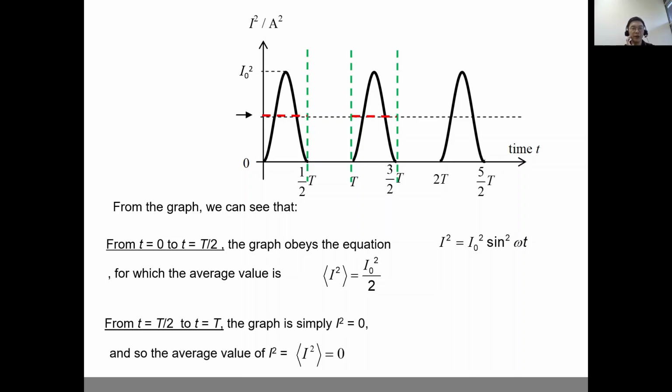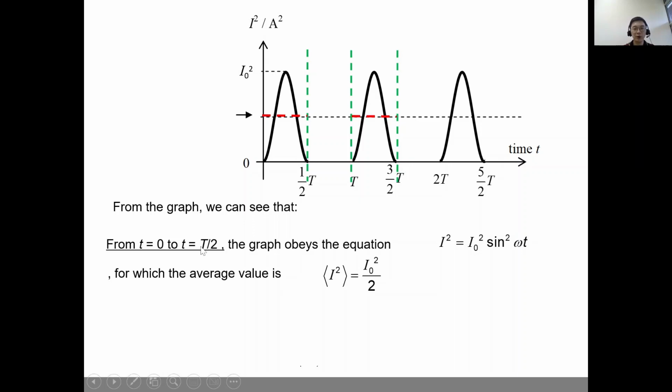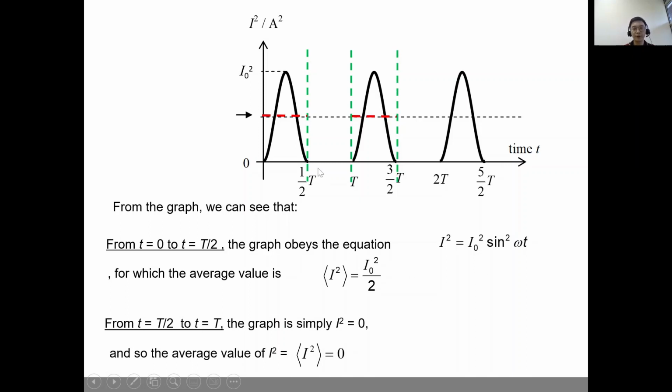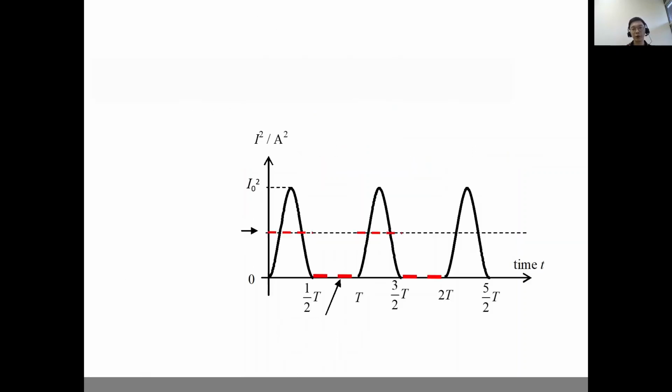And you learned in the previous part that from t to t2, the mean value is half of the peak value. The peak value is I0 square. That's what we have learned, and we agreed mathematically that that is in fact the average value. But for the next half, the average value is actually 0 because there's nothing there. So if you want to take a true mean across a whole period, half the time is at I0 square over 2, half the time is at 0.